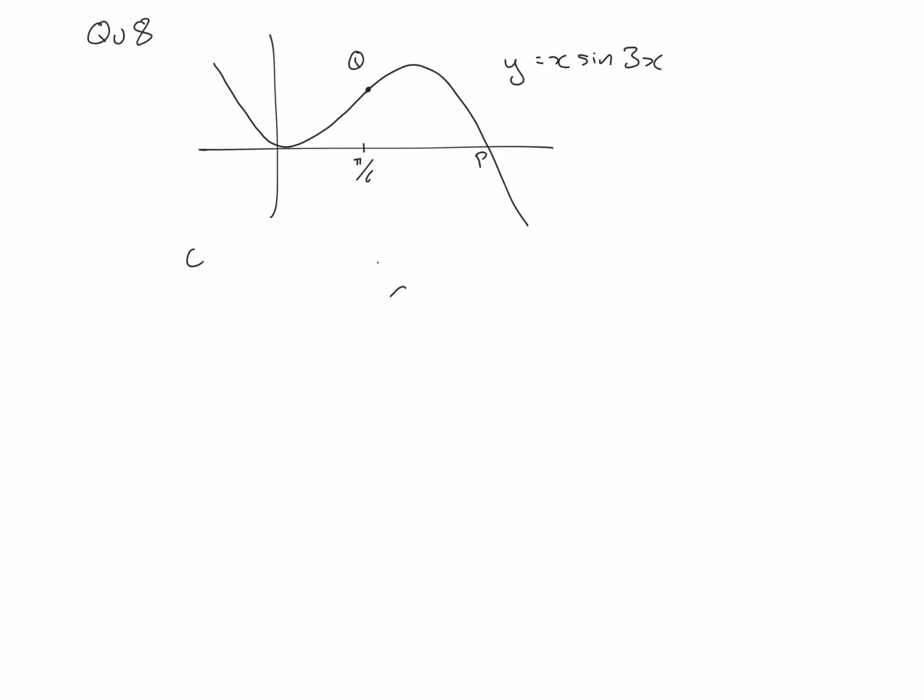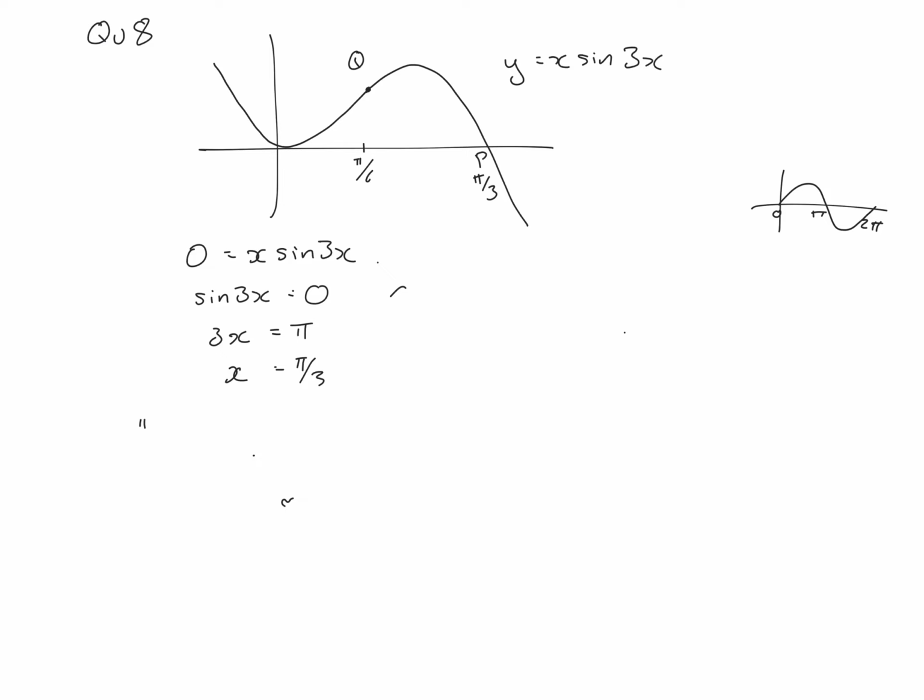So y is 0, so we've got 0 equals x sine 3x. So sine 3x equals 0. Either it equals 0, or the next time it equals 0 is pi, because if you just look at the normal sine curve, it does that, so that's 0, pi, 2 pi. Which means 3x equals pi, so x equals pi by 3, so that there is pi by 3. Okay, so that's part one.